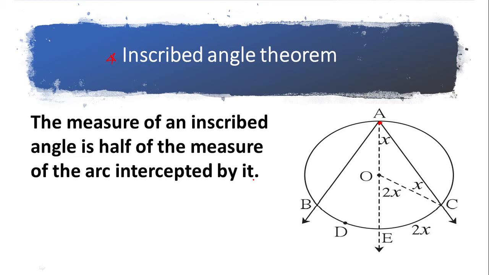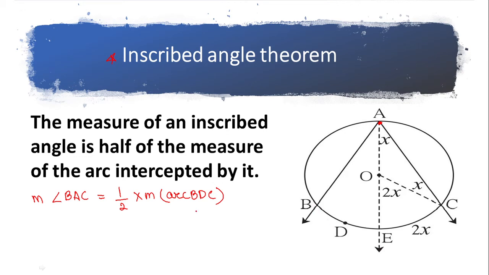Now, very important theorems, see what they are saying. Firstly, the measure of the inscribed angle. Now who is the inscribed angle? We have inscribed angle BAC, and the measure of this inscribed angle BAC should be half of the measure of the arc intercepted by it. Which is the arc lying in the interior of this angle BAC? It is arc BDC. So it should be half of measure arc BDC. So this is the inscribed angle theorem.